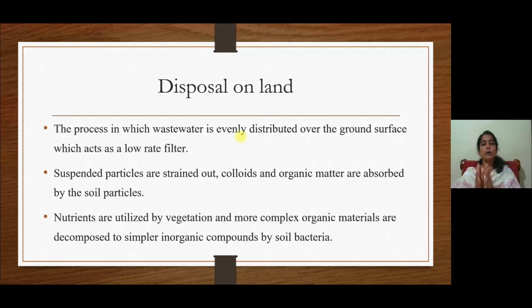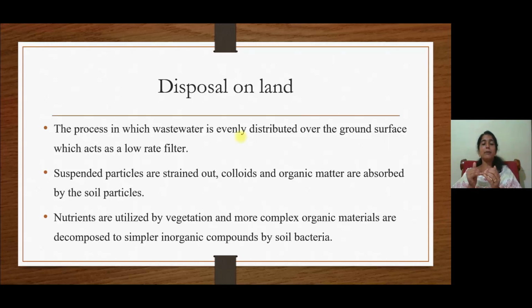Disposal on land is the process in which wastewater is evenly distributed over the ground surface, which acts as a low rate filter. That is the soil portion. The topmost layer of the soil acts as a low rate filter. The suspended particles present in this wastewater will be strained off, and the colloids and organic matter are absorbed by the soil particles. The nutrients are utilized by the vegetation, and more complex organic materials are decomposed to simpler organic compounds by soil bacteria.